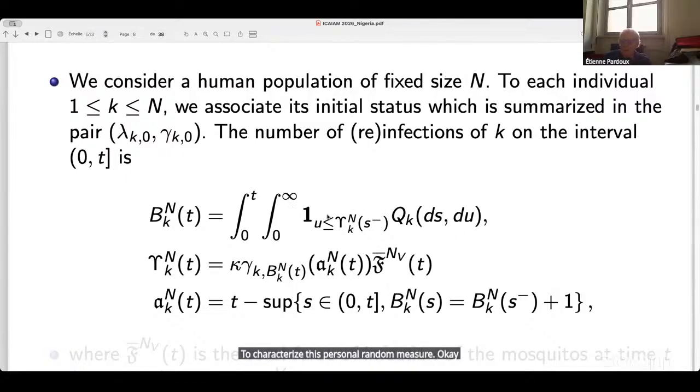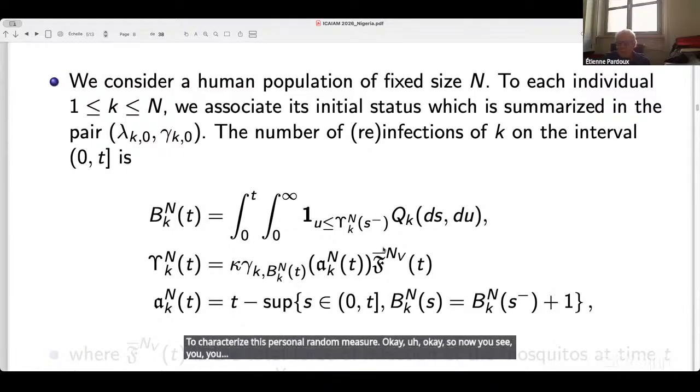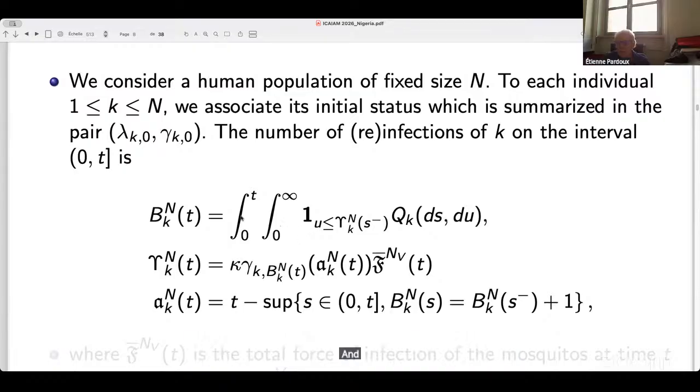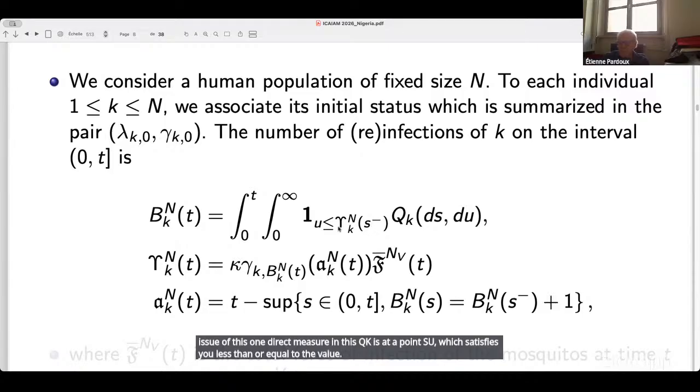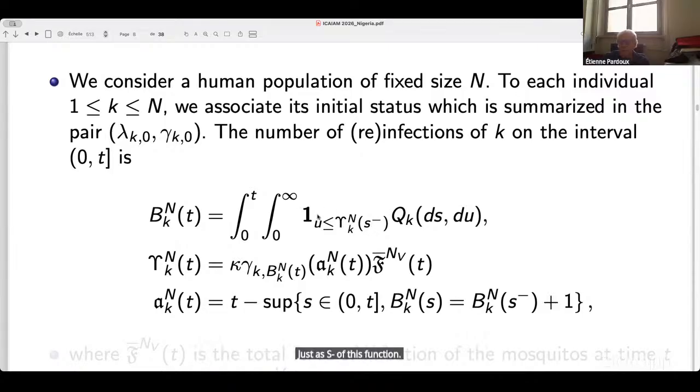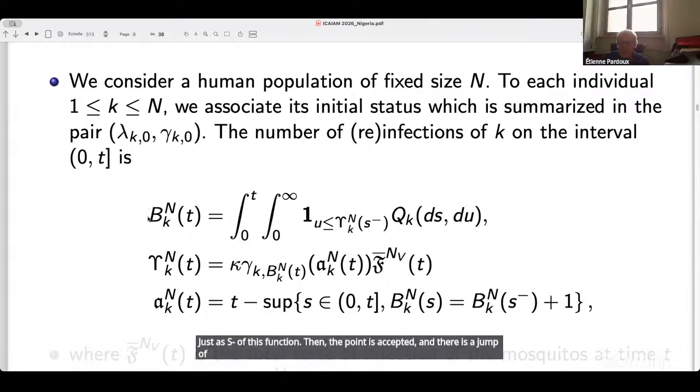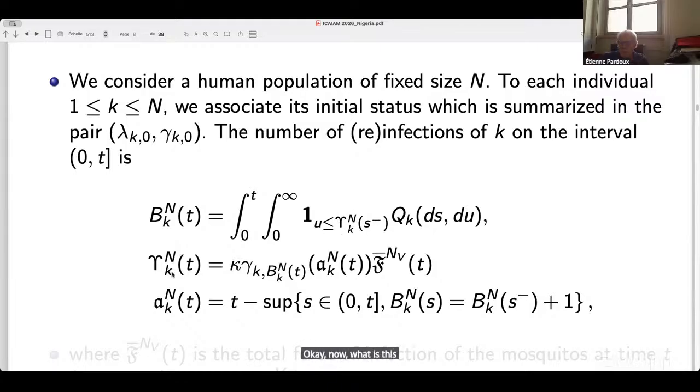Now you see you integrate over t, and when t increases, you encounter points of this Poisson random measure, and as soon as there is one point (S,U) of this Dirac measure in QK which satisfies U less than or equal to the value at S minus of this function, then the point is accepted and there is a jump of +1, which means there is a new infection. Now what is this mysterious function epsilon N K of t?